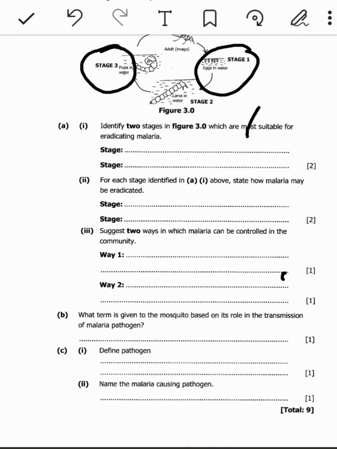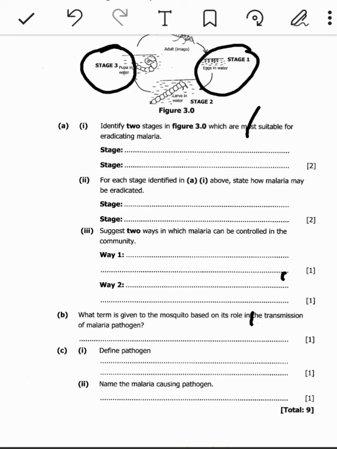We understand the insecticide that can commonly be used. The best insecticide is DDT. This DDT kills the eggs, the larva, and also the pupa. So on stage 1, you drain all the water. On stage 3, you spray with the insecticides. Then we proceed. We come to 3.